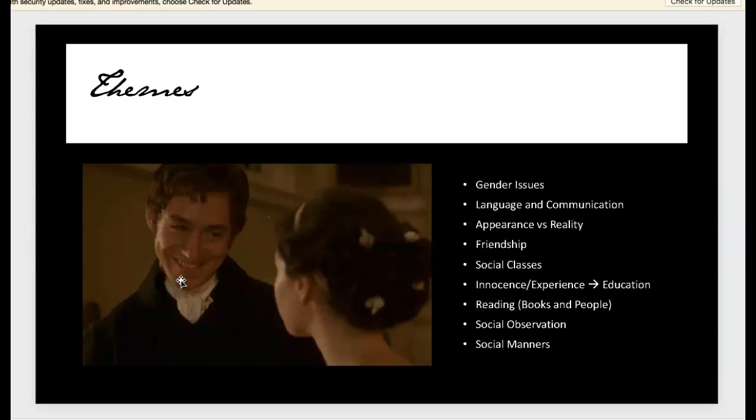But anyway, themes of Northanger Abbey: we have gender issues and power issues that are ostensibly connected to the Gothic genre, language and communication, appearance and reality, friendship, social classes, innocence and experience, and education, be it a traditional education or one based on real life experiences. Also reading and the dangers of reading, or the importance of reading both books and people, and social observations and manners. All of these combine to create something really smart and interesting and beautiful.